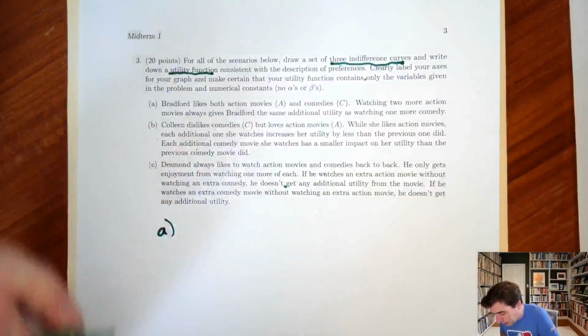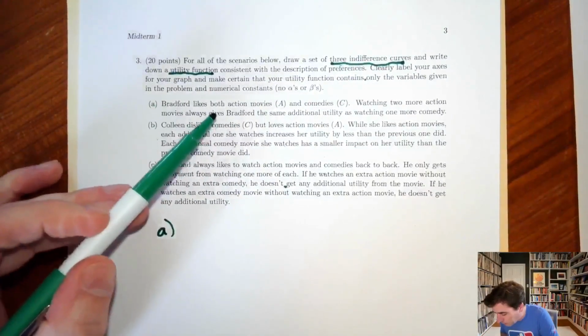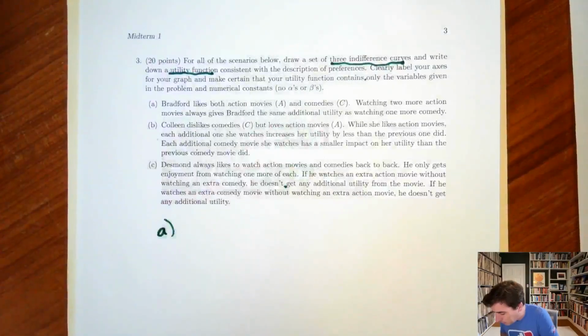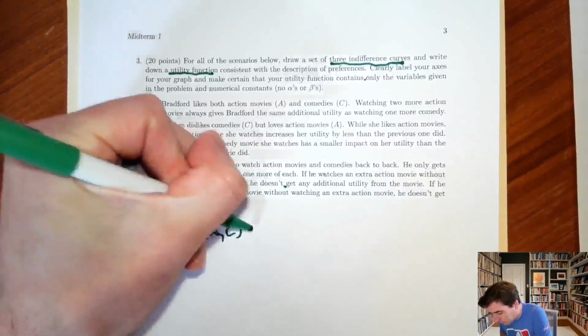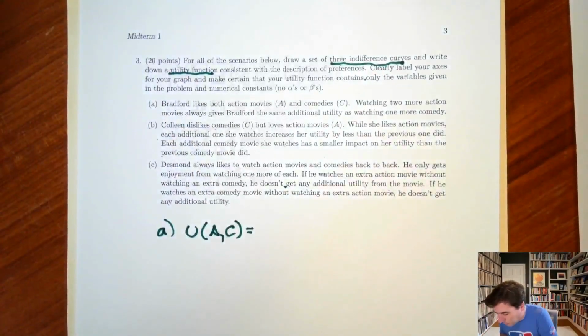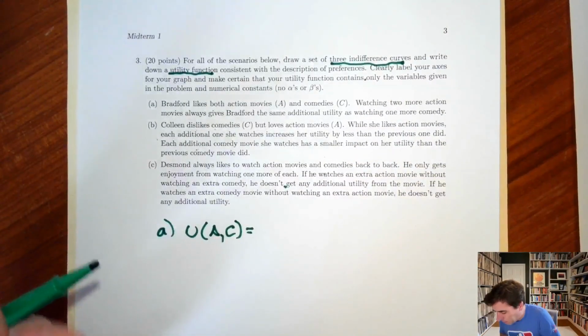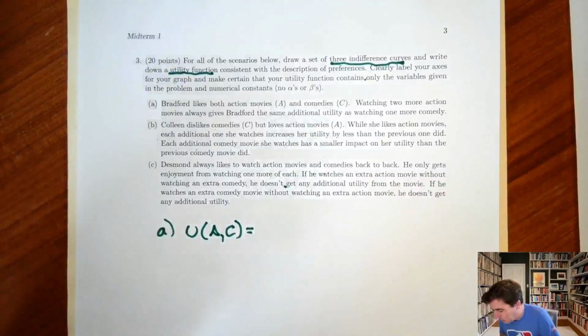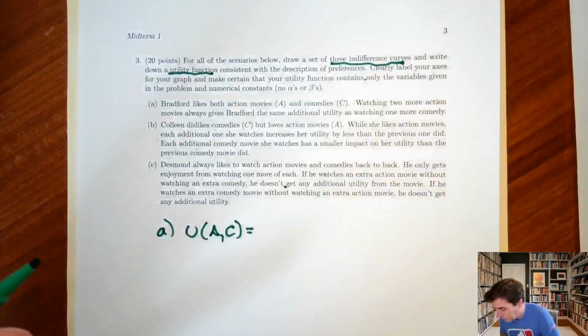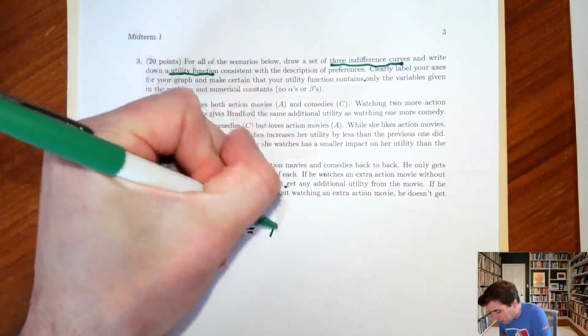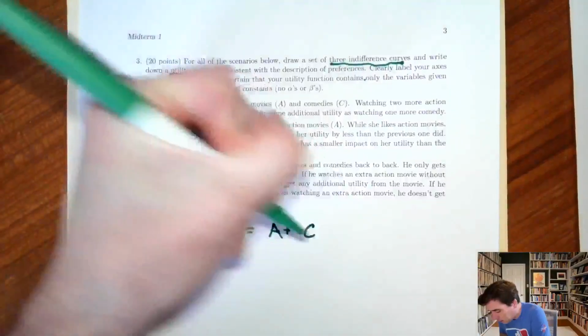All right, part A. Bradford likes both action movies and comedies, so A and C are my 2 goods here. So let's go ahead and get started with that. Utility is going to be a function of A and C. Right? Watching 2 more action movies always gives Bradford the same additional utility as watching 1 more comedy. All right, so action movies are increasing utility, comedies are increasing utility, and if 2 action movies give the same additional utility as 1 comedy, it sounds like we don't have any diminishing or increasing utility. We've got constant marginal utility. So I'm thinking about a linear utility function then, right?